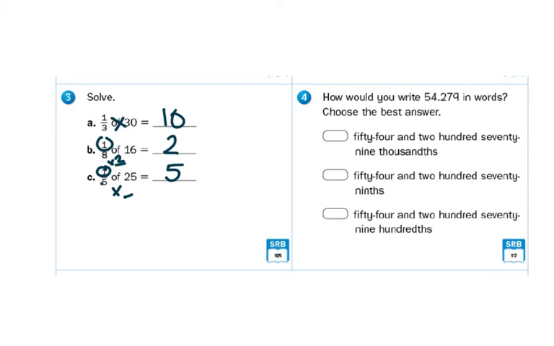How would you write 54 and 279 thousandths in words? I'm looking here. This says thousandths. This says hundredths. This doesn't say anything. So it would have to be 54 and 279 thousandths.